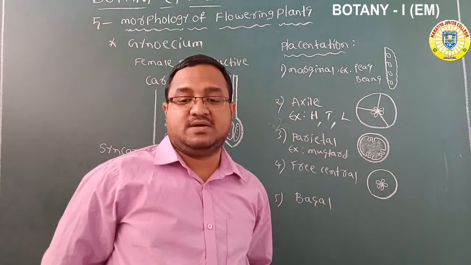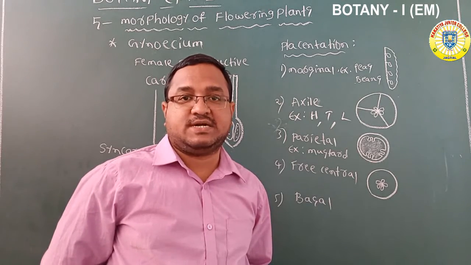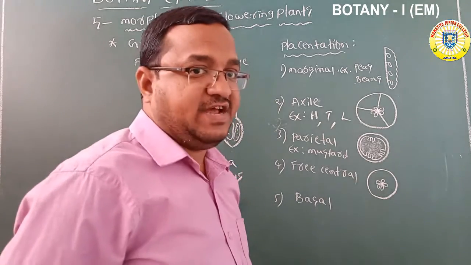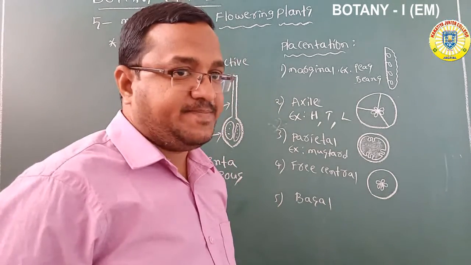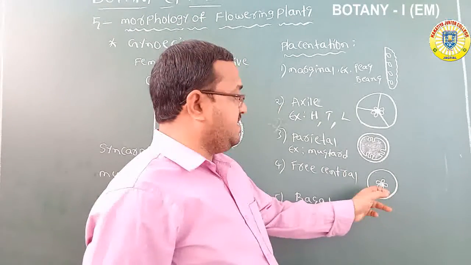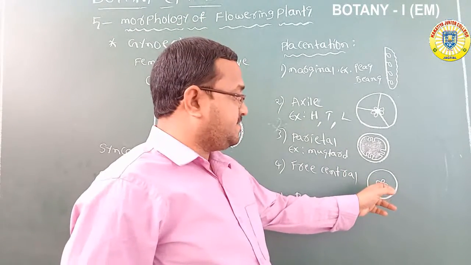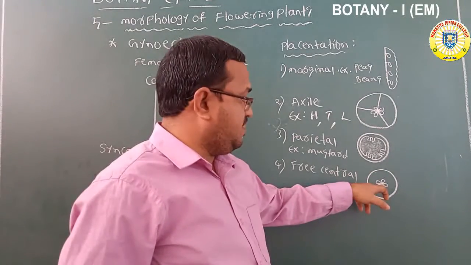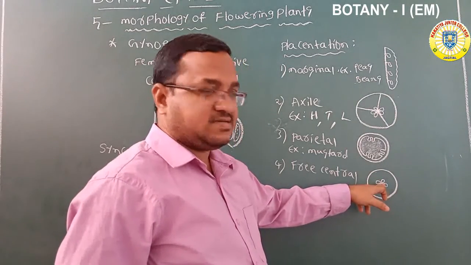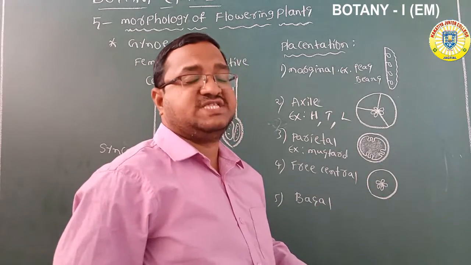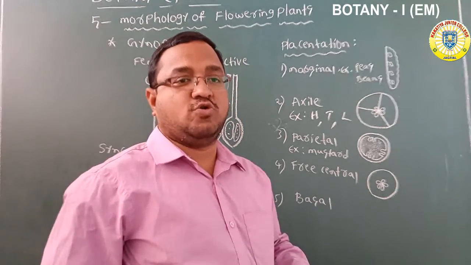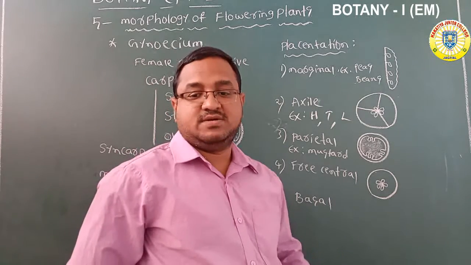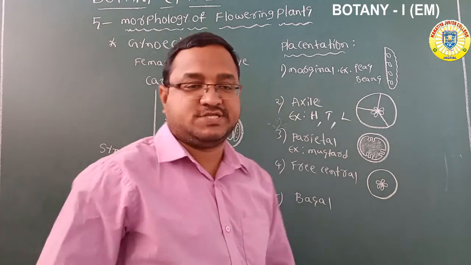Dianthus and primrose. In free central placentation you can see the placenta is formed at the center of the axis. There are no septa. On the central axis the ovules are arranged. This is free central, there are no locules and no septa. Best examples: dianthus and primrose.